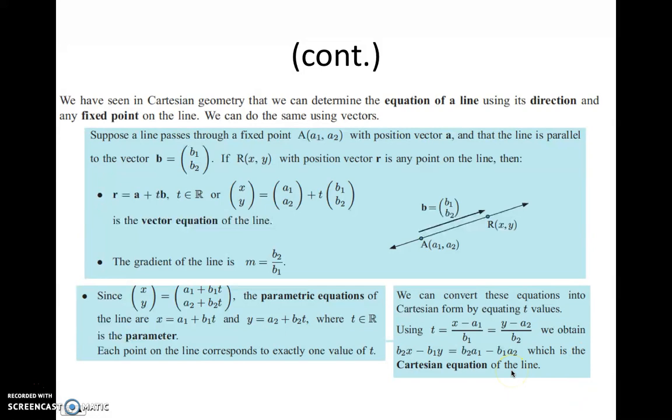We can convert these equations into Cartesian form by equating t values. So we rearrange these formulae: t is equal to (x minus a1) all divided by b1, and it is also equal to (y minus a2) all over b2. We can obtain b2x minus b1y is equal to b2a1 minus b1a2, and that is the Cartesian equation of the line.